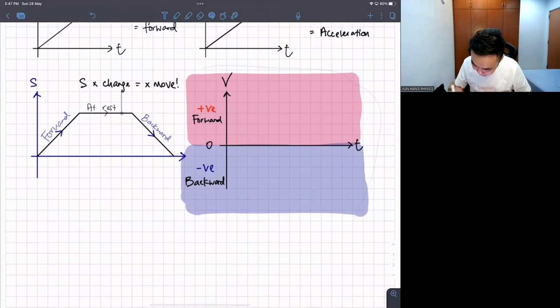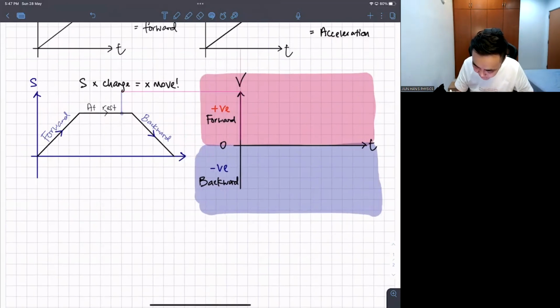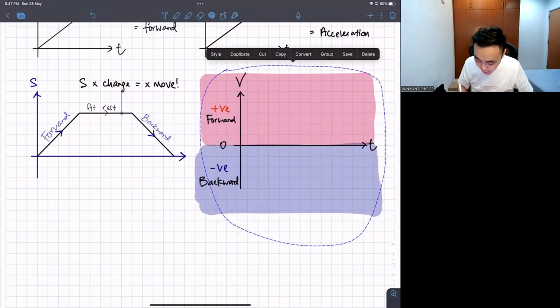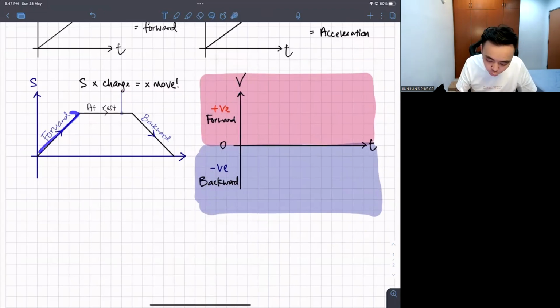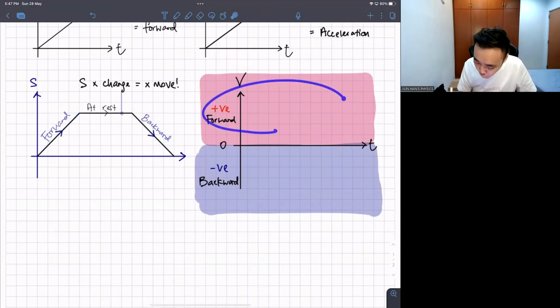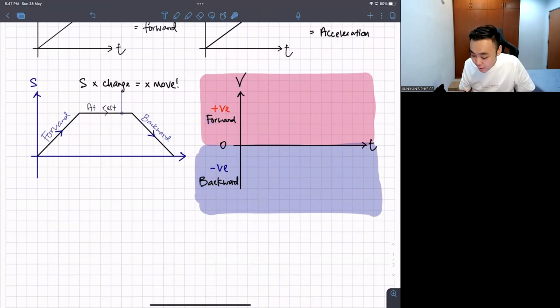See the difference or not? I say it one more time. For the ST graph, we see the graph go up or go down. Go up is forward, go down is backwards. For the VT graph, we see the graph above or below zero. Positive is forward, negative is backwards. You understand?